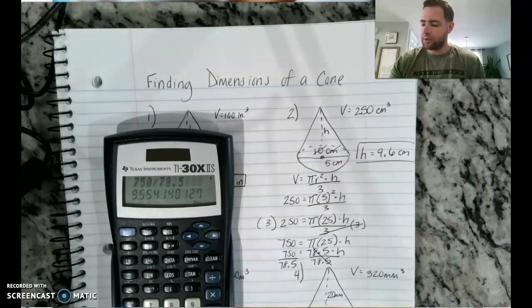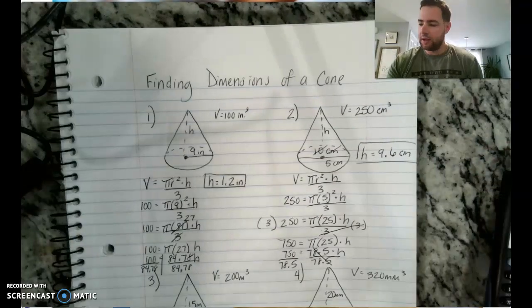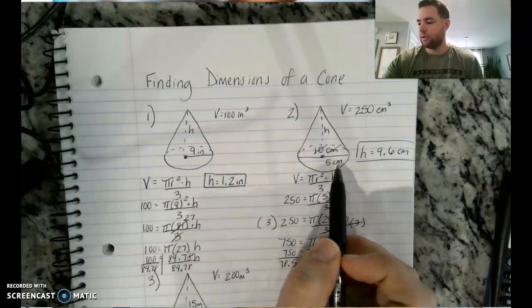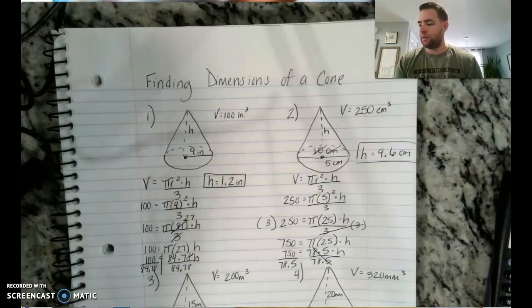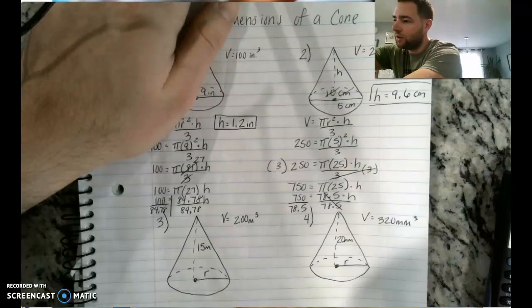Alright, so those are the two ways we can find the height, either if we're given the radius or if we're given the diameter. Alright, so next we're going to talk about the two examples of, well, what do I do if I need to find the radius when I have the volume and the height?